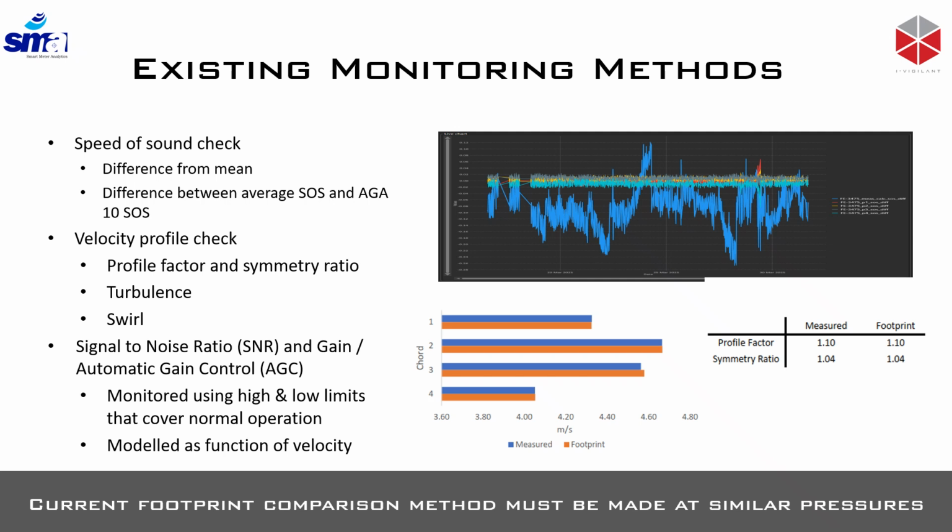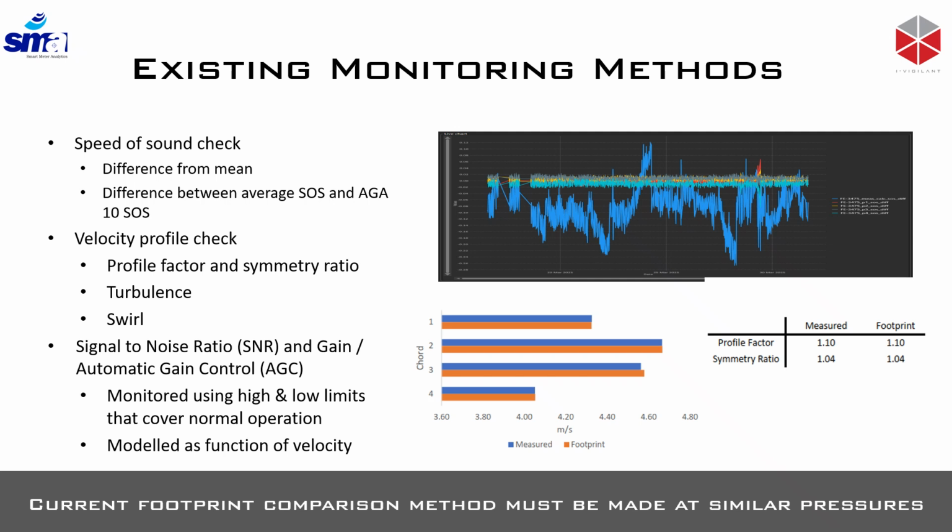For ultrasonic meter, some of the existing diagnostic methods that we have, the first one is speed of sound check. We check difference from mean. We also then check difference between the average speed of sound and the AGA-10 calculated speed of sound. The other thing that we check is the velocity profile check.